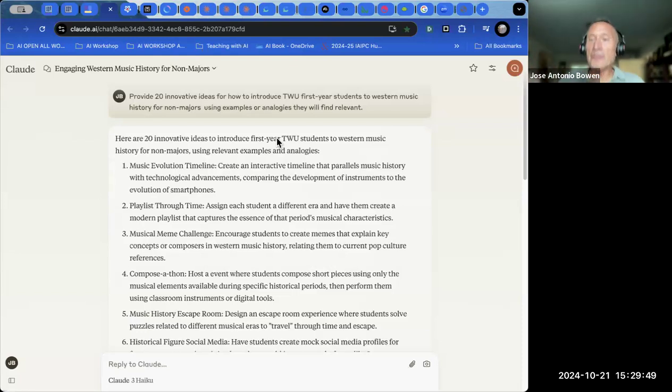But the other reason is by giving it context, you're going to get a better answer. AI is a language model, right? These are large language models we're talking about. And so they're very specific to context.